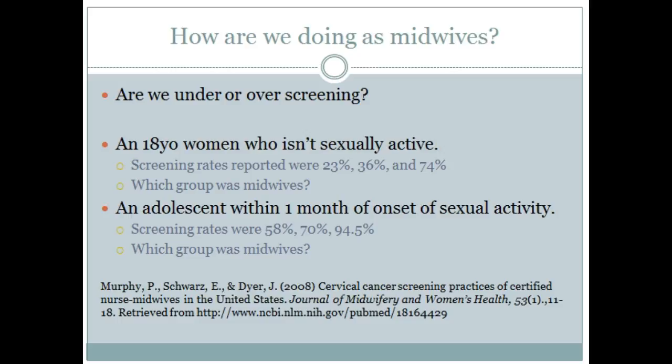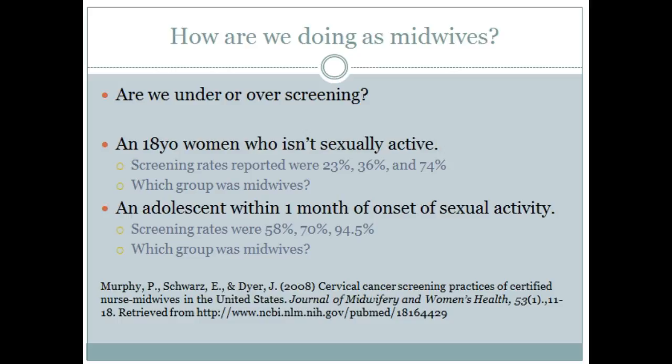So how are we doing as midwives? Are we under screening or are we over screening? This study is a little bit outdated. It's 2008, but the general principles in terms of how often we needed to be papping still apply. That's still consistent, even though there have been some changes to cervical screening guidelines since 2008.